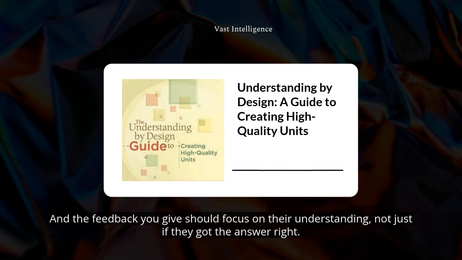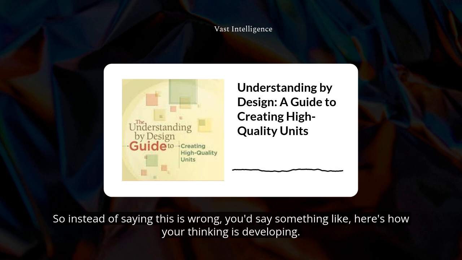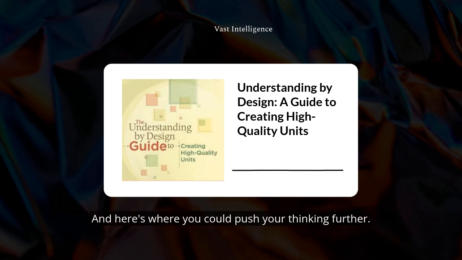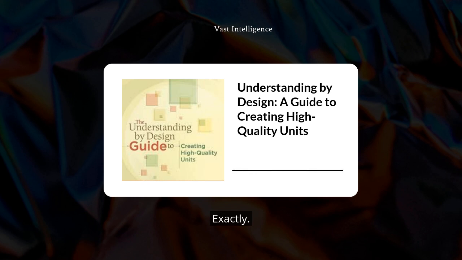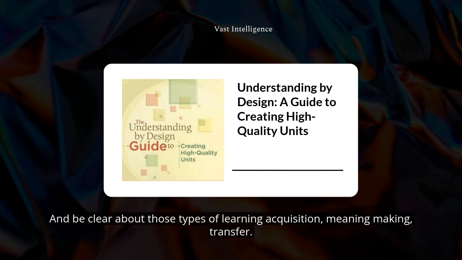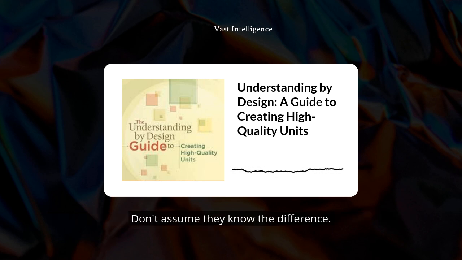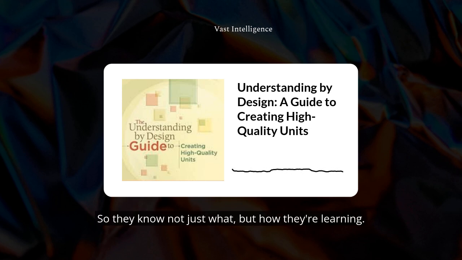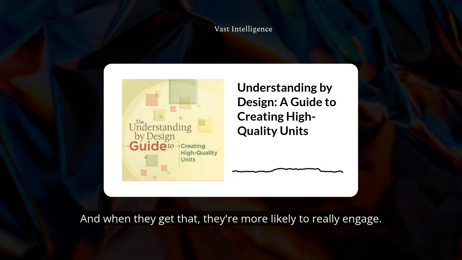That's it. And the feedback you give should focus on their understanding, not just if they got the answer right. So instead of saying this is wrong, you'd say something like, here's how your thinking is developing. Right. Focus on the process. And here's where you could push your thinking further. Exactly. And be clear about those types of learning: acquisition, meaning-making, transfer. Don't assume they know the difference. Name them, explain them, help them connect it all. Make the learning process transparent. Exactly. So they know not just what, but how they're learning. And when they get that, they're more likely to really engage.